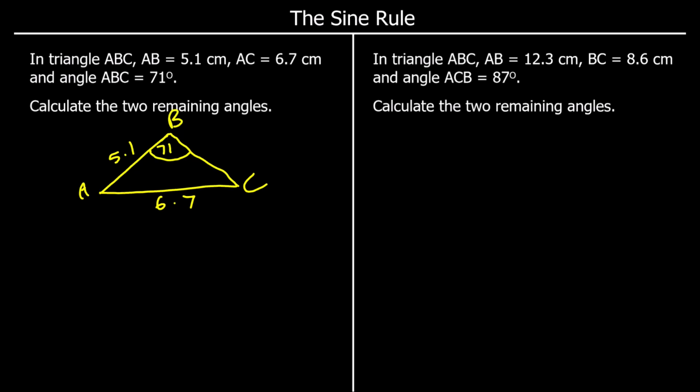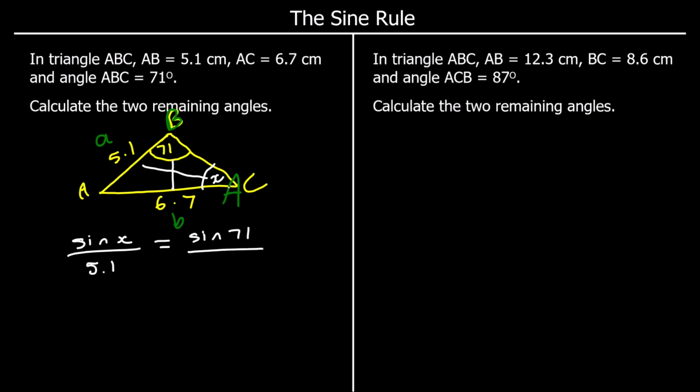So it doesn't matter which one we find first. Let's just use the opposites we've got. So we'll have this one, C, as x. I'm going to relabel it. So I'm going to call that one little a, big B, little b. And let's just substitute in. So sine x with its opposite, 5.1, is equal to sine 71 over its opposite, 6.7.